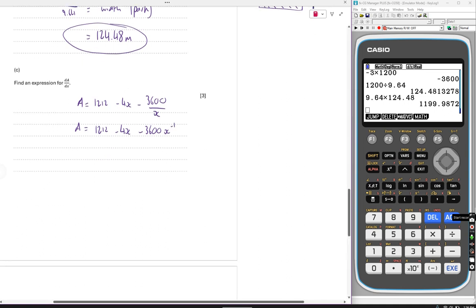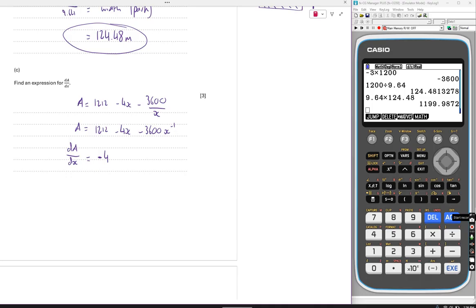Now I will take the derivative. So dA/dx equals, if we're taking the derivative, then any constants disappear, and we do our little rule for derivatives, which is you take the power of x and you multiply it by the coefficient. So that first term, 1212, is going to cancel itself out. x to the power of 1 times negative 4 is negative 4. And then we're dropping the power by 1. So x is now to the power of 0, which is just 1. So x is going to disappear.